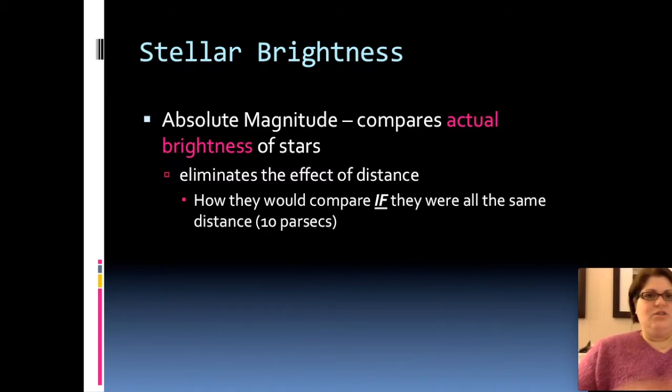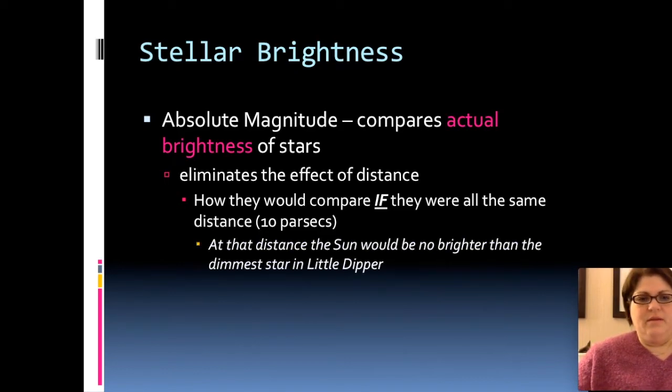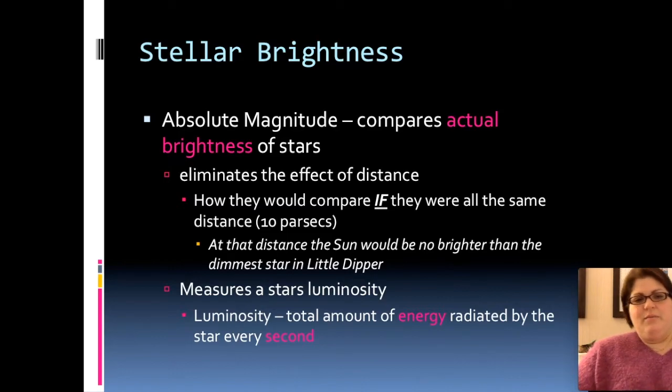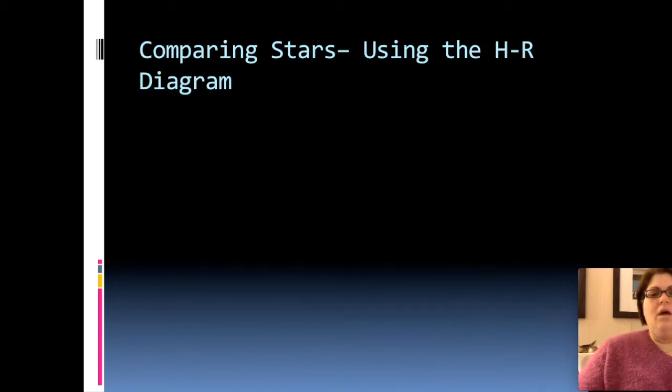So astronomers just chose a random distance, 10 parsecs, and said, okay, how bright would these stars be if they were all at 10 parsecs? And at that distance, our sun doesn't remotely stand out. This is also a measurement of the star's luminosity. Luminosity is really just another way of describing brightness, relating it to how much energy is given off per second. For our benefit, brightness, magnitude, and luminosity are going to be used interchangeably because we're just not getting that specific.